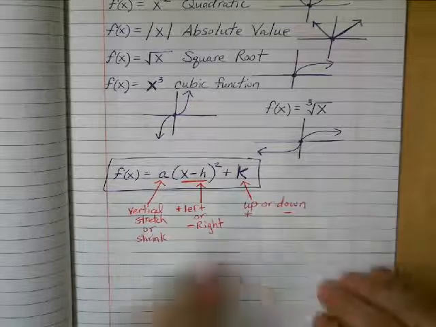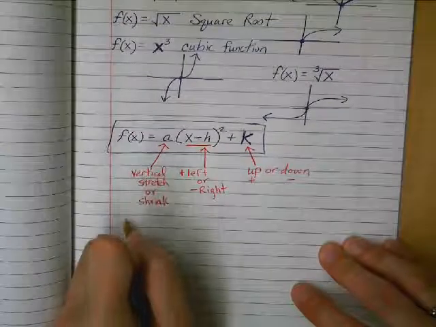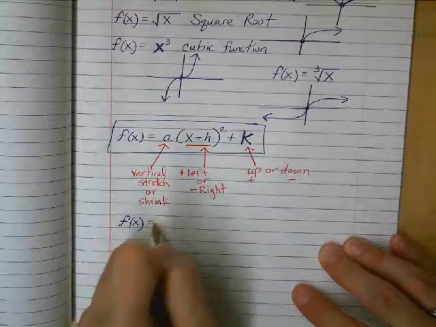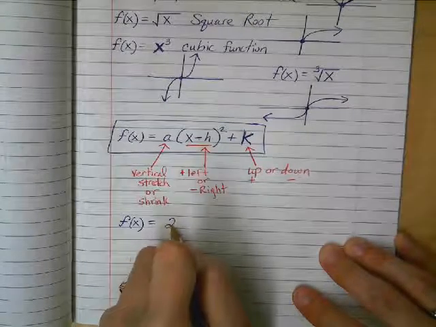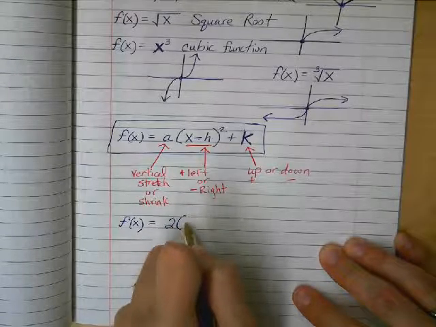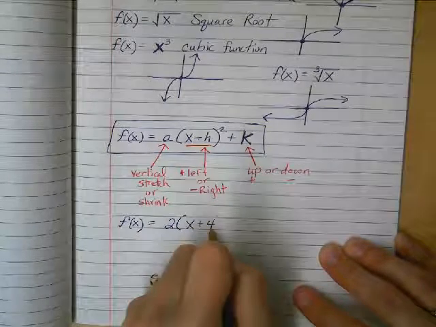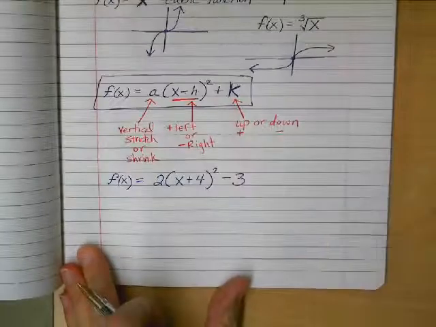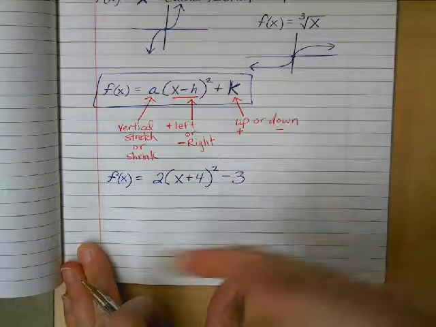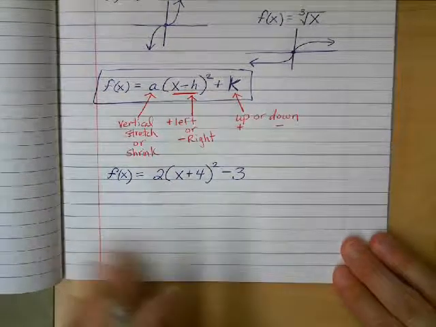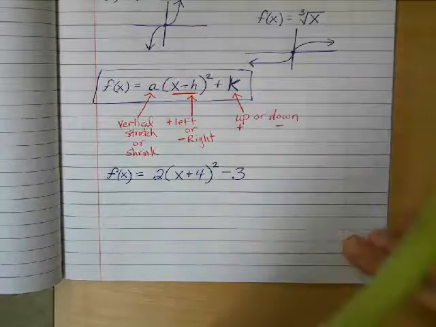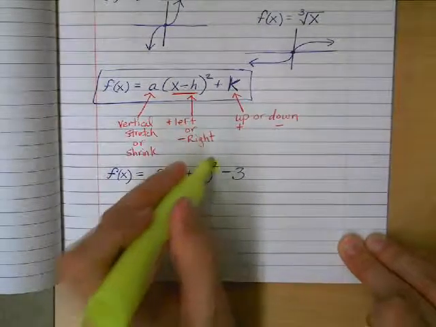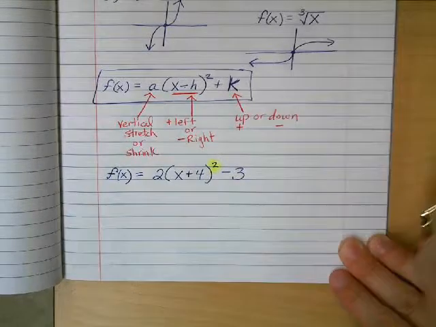Let's do an example. Let's say you had a problem that was f of x equals 2 times (x plus 4) squared minus 3. And then on the assignment they ask you, what do all those numbers do in the problem? Well, it's a squared graph. I put the little squared on the outside of the parentheses.